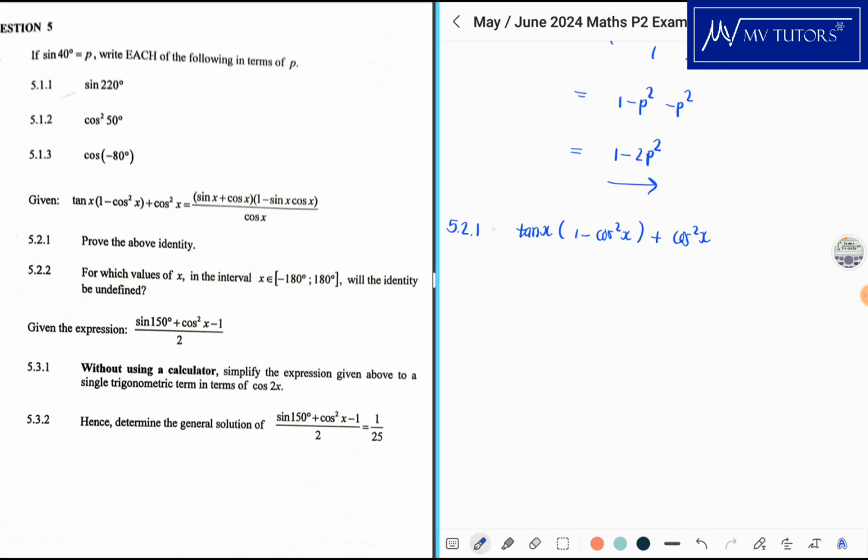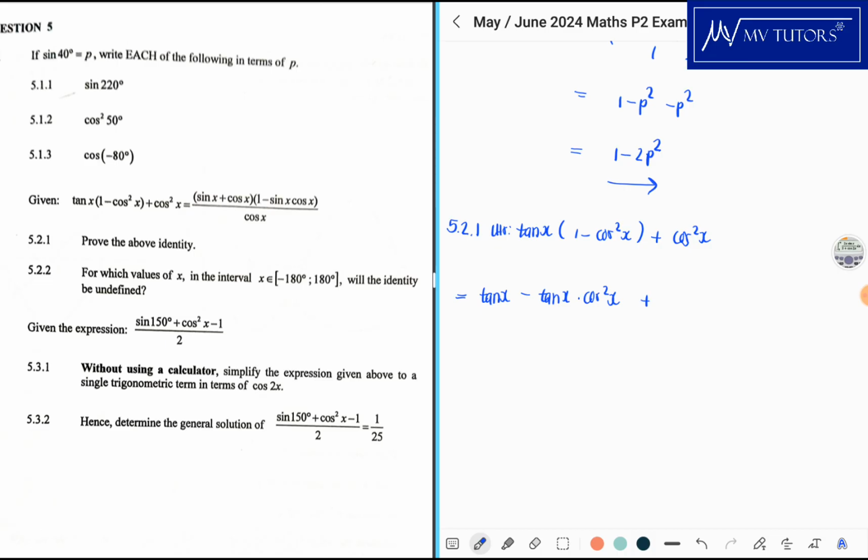So this is the left hand side. I'm going to try to prove it to become the right hand side. So I have tan x. My immediate inclination is to turn it to sine over cos, but let's just get rid of the brackets first. So I will have tan x minus tan x times cos squared x.